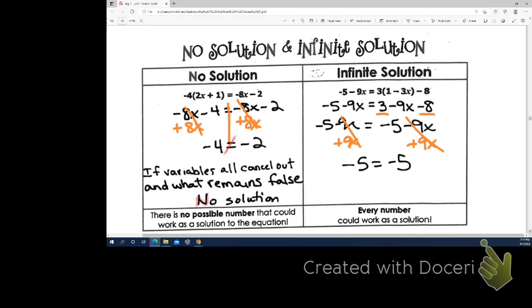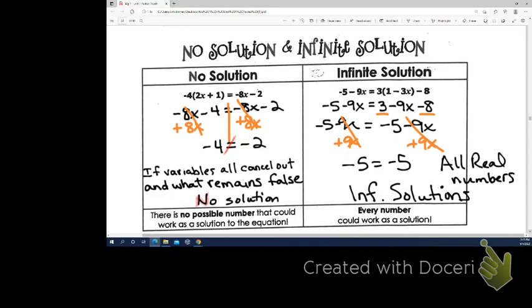So this is infinite solutions. There are infinite solutions. Or you may have learned before, or sometimes, as a math teacher, I might say that the answer is all real numbers, because I could choose any real number that I want and it would work. So notice in both cases the variables all canceled out if I keep working.